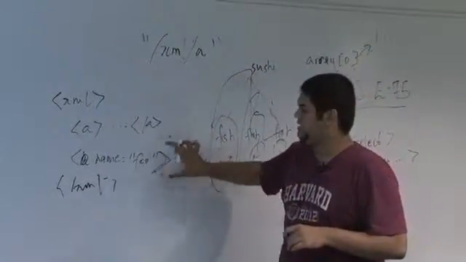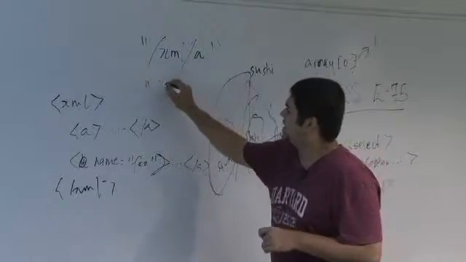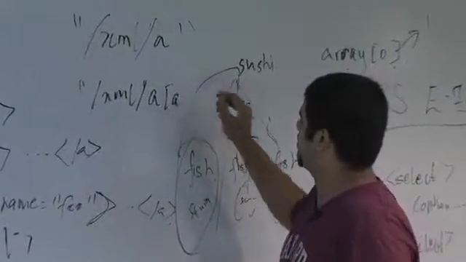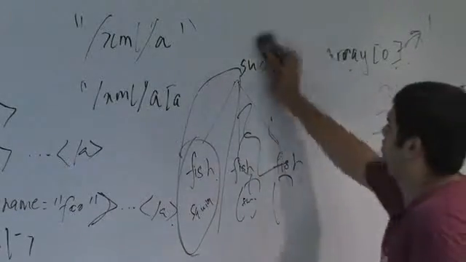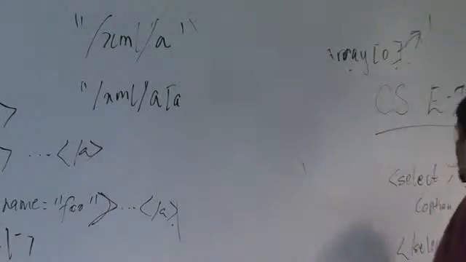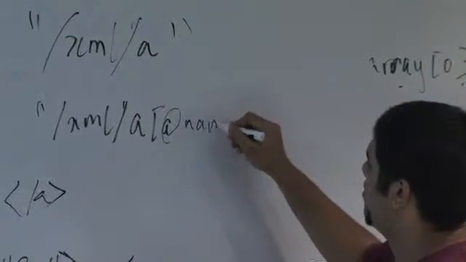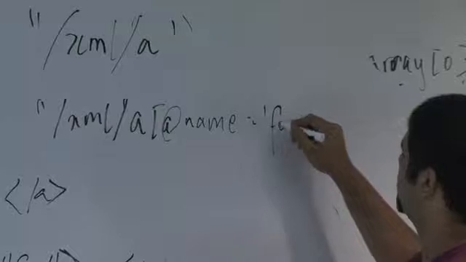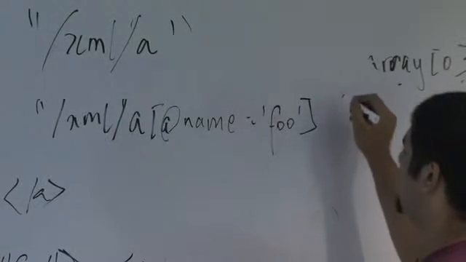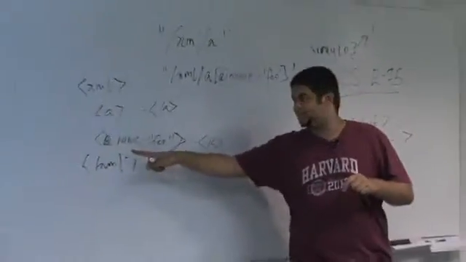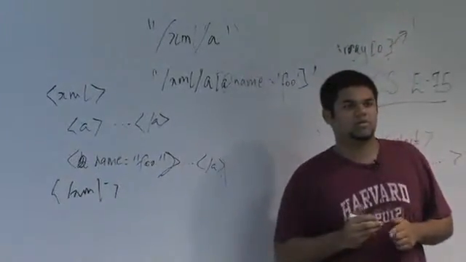So if I want all the books that are tagged with foo, I would say XML A at name equals foo. This basically gives me all the A's that have this attribute equals foo. Does that make sense? Cool. Questions?